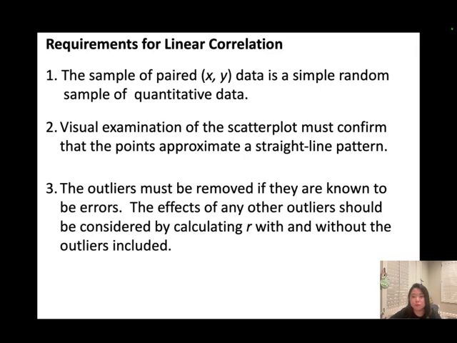Outliers must be removed if they are known to be errors. The effect of any other outliers should be considered by calculating R with and without the outliers included. So the outliers will have a big effect on R. After we look at the scatter plot, if we believe there is an outlier, we have to remove it.